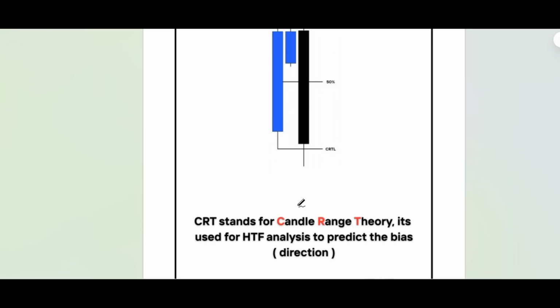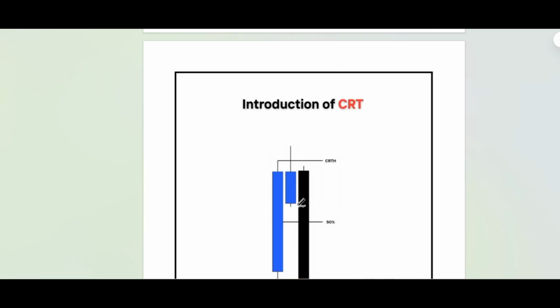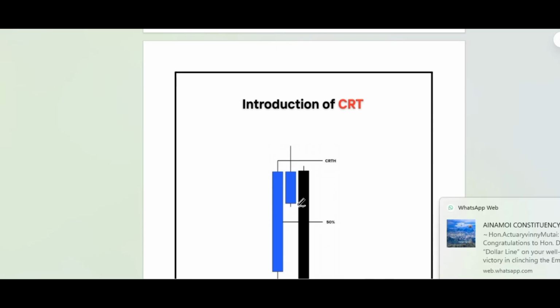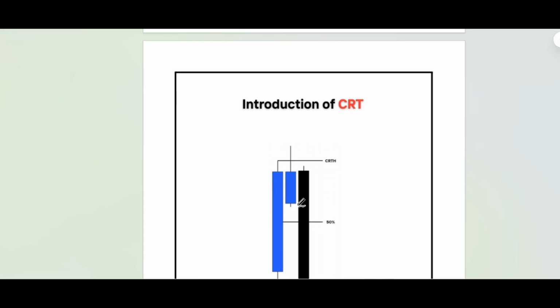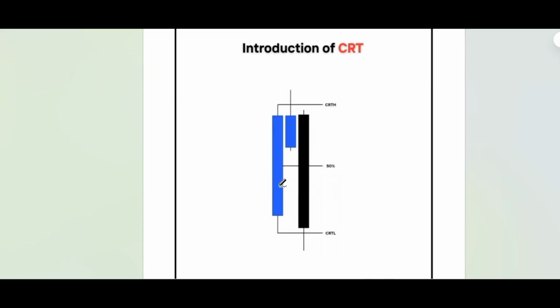So CRT stands for the candle range theory. That is what you need to know. The first candle is what we call the accumulation, the second candle is the manipulation, and the third candle is the distribution. So you are supposed to mark the CRT high and CRT low of the first candle. You also need to mark the 50%. This is where you'll be taking your first partial of the profit. After that, you wait for this second candle to manipulate this high and close within this range. And you're supposed to end on the third candle, which is distribution.